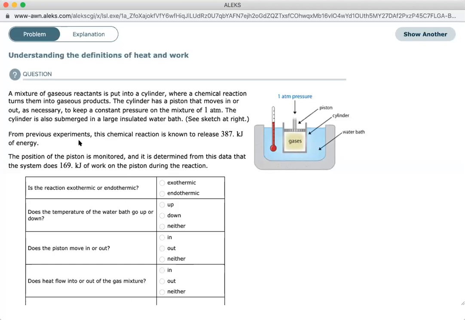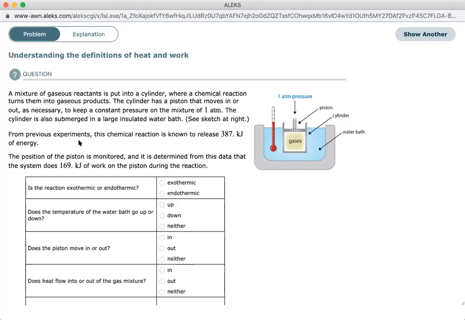Okay, so now I'm going to look at that last paragraph. The position of the piston is monitored. It is determined from the data that the system, remember that's the gases, does 169 kilojoules of work on the piston. Now that's work, so that's not heat. Let's not talk about heat, let's just talk about work. The third question is work, right? The third one, does the piston move in or out?